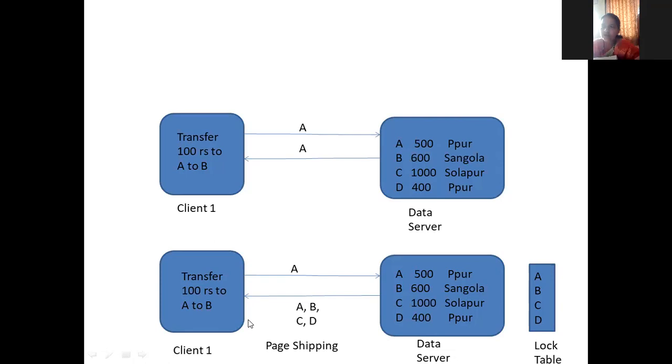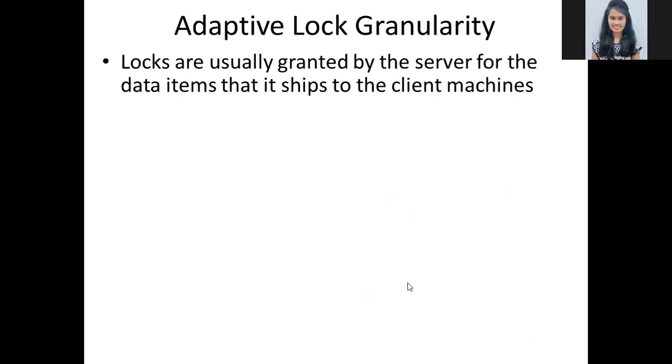See here, after transferring 100 rupees, account A had 500 rupees. 100 rupees is deducted from A and credited to B. So the remaining amount in A is 400 rupees, and B has 700 rupees. Getting it, Sanskriti? Yes, ma'am.